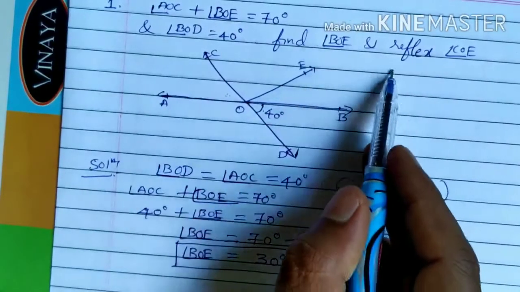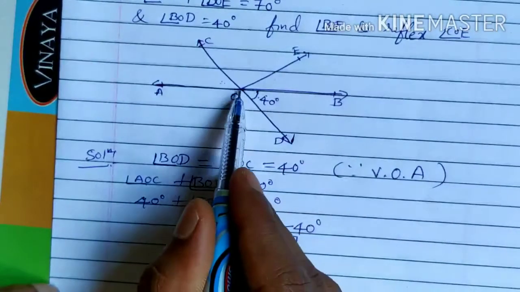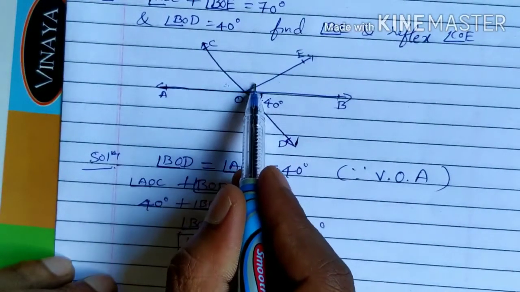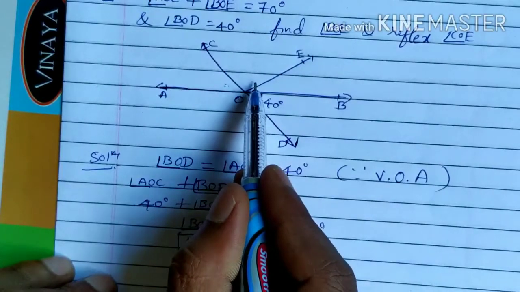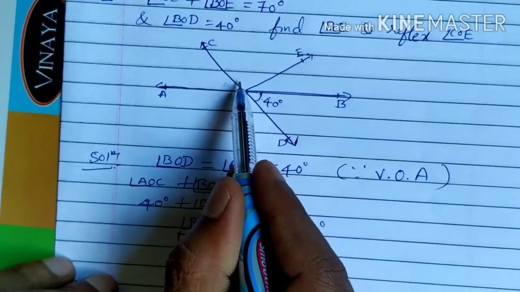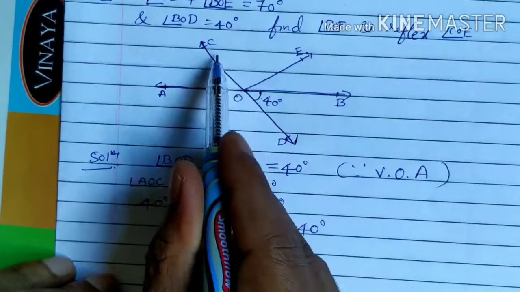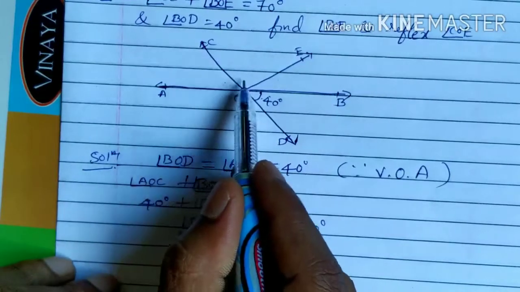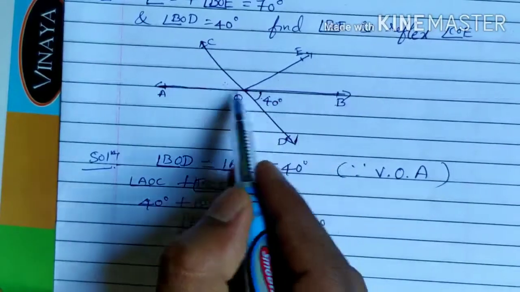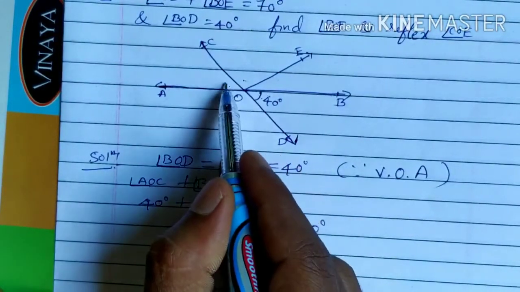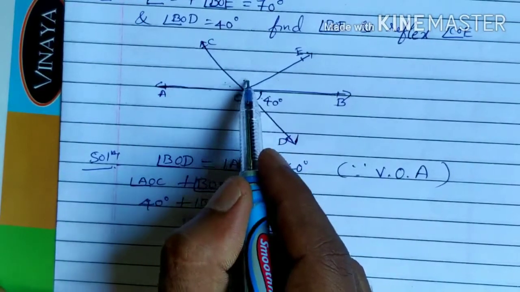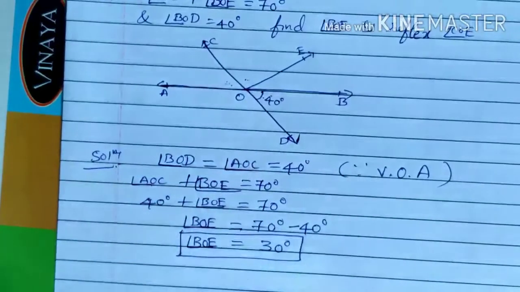Find BOE. Then reflex COE. So we have to find this angle. Before finding that, we will find this one. A complete rotation means 360, so from 360 we will subtract this portion, and then we are going to get this one. We will find this using the sum of linear pair angles. Whenever we have straight lines, the sum of all the angles, it may be 2 or 3, on the same side of a line will be equal to 180 degrees. So that concept we will consider.